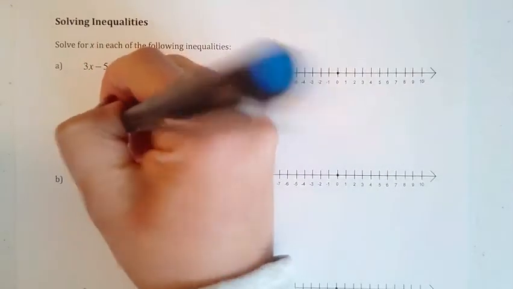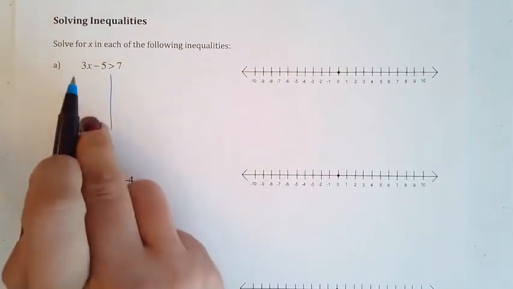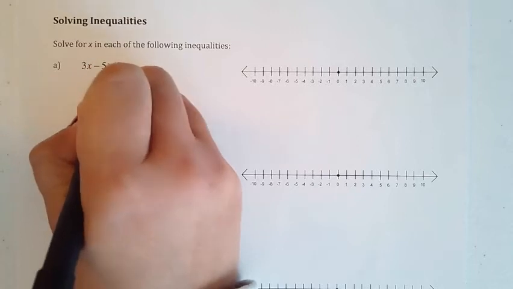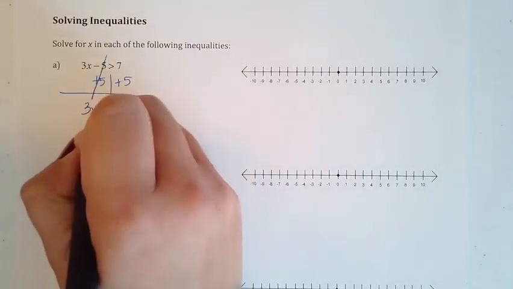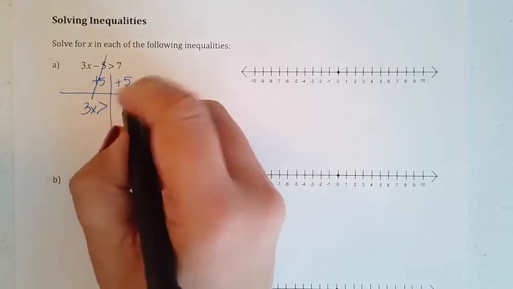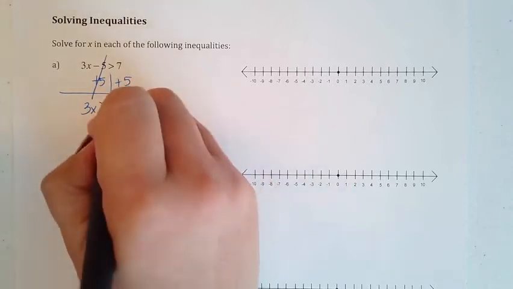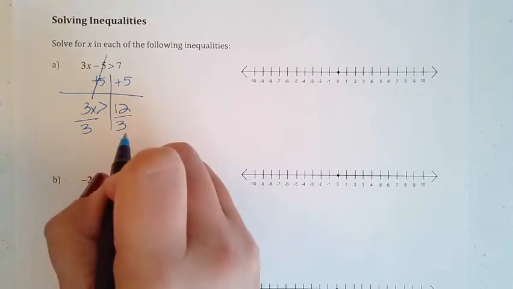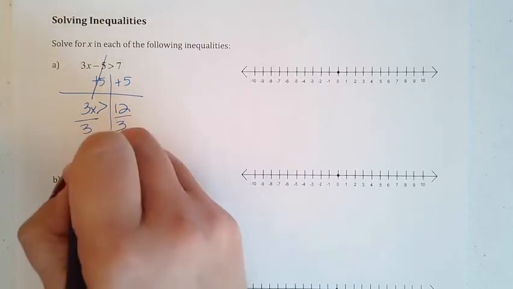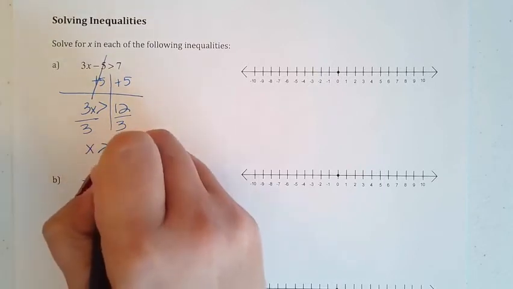So I've got to rearrange this equation to get x by itself. I'm going to add 5 to both sides. And when I do that, I'm left with 3x is greater than 7 plus 5 is 12. Divide both sides by 3. I haven't multiplied or divided by a negative, so I'm good. And I have x is less than 4.